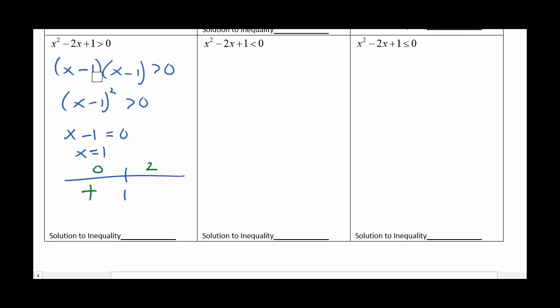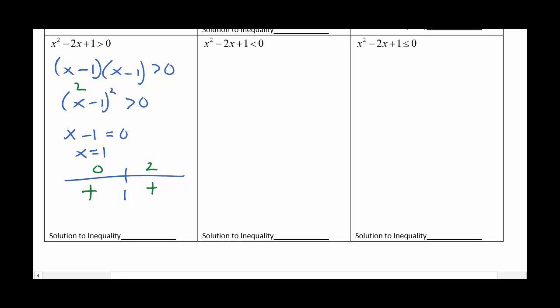And when I come back up and put a 2 in, I get, let's see, 2 minus 1, a positive number that I square, so I also get a positive. So no matter where I am on the number line, I'm going to get a positive result, except for at 1, in which case at 1 I have a 0.